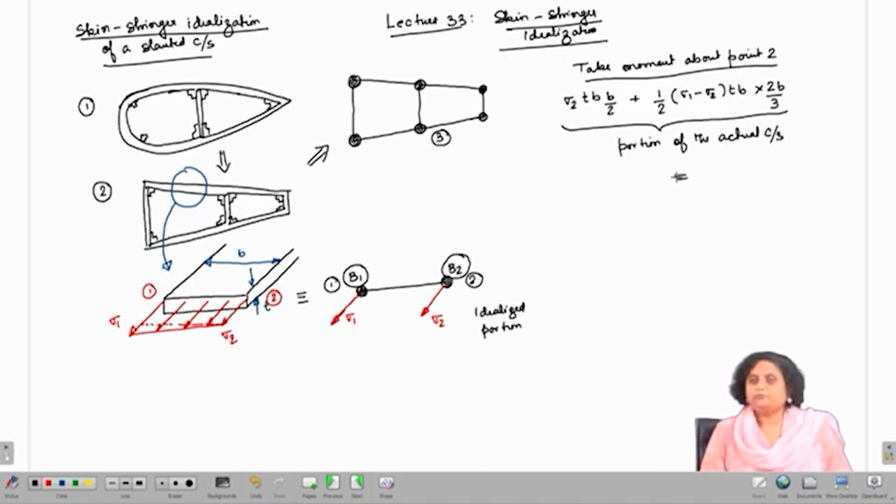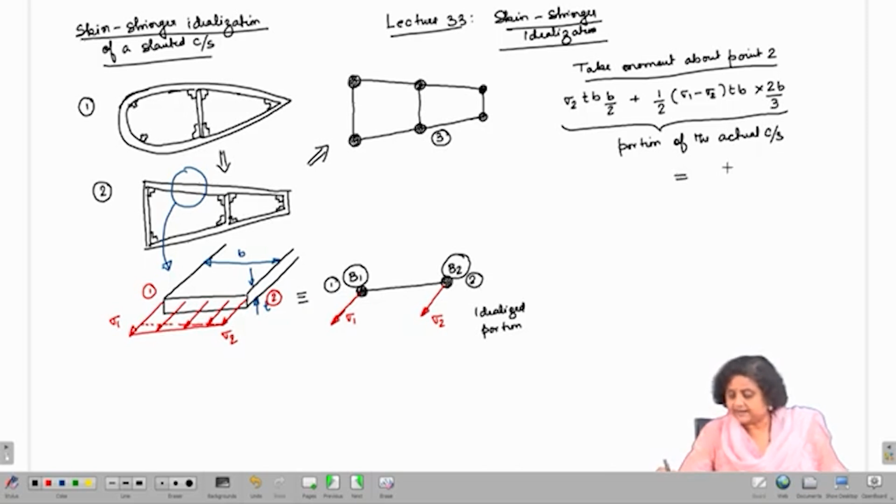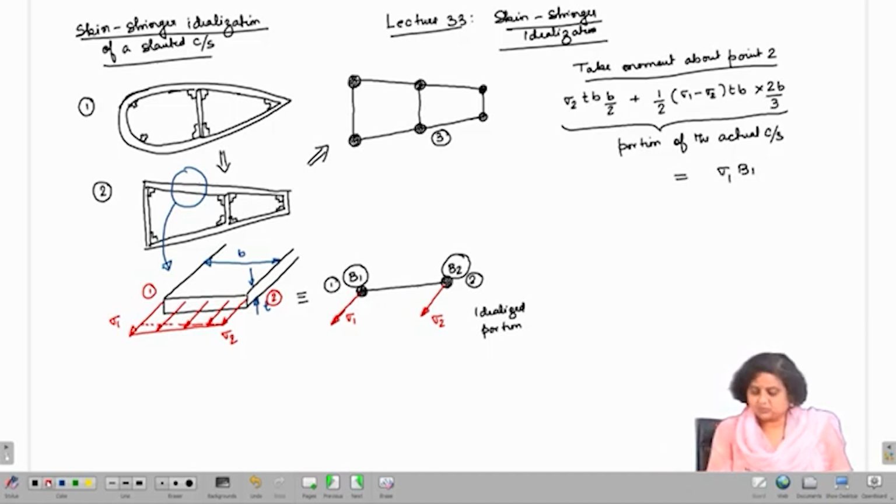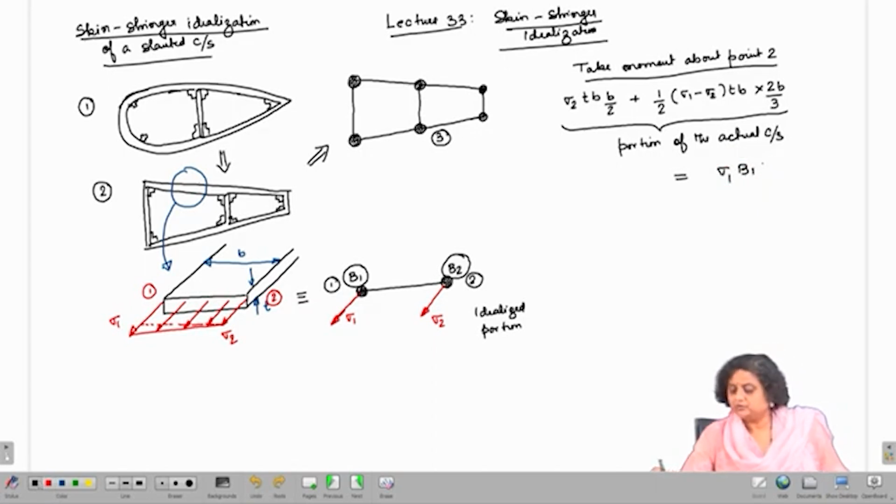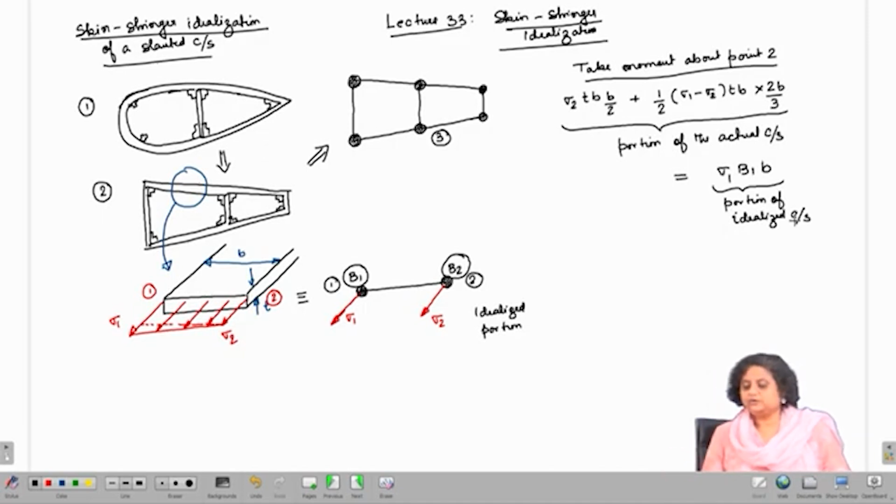Now, in order to maintain the same distribution of stress, this moment has to be equal to the moment produced in the skin stringer idealized cross section about point 2. That is going to be sigma 1 into B1, the area of boom 1, which gives the total force, into the moment arm, which is b. So, this is coming from the idealized cross section. Now, these two need to be equated.